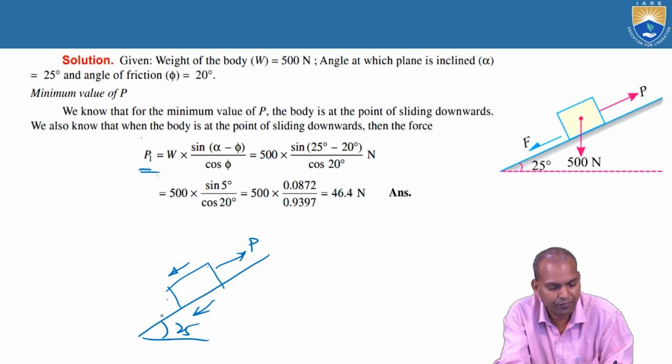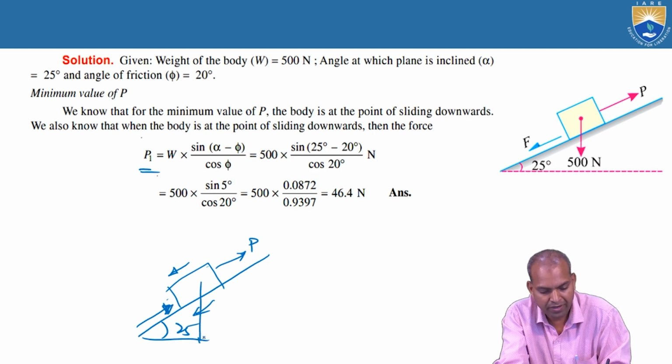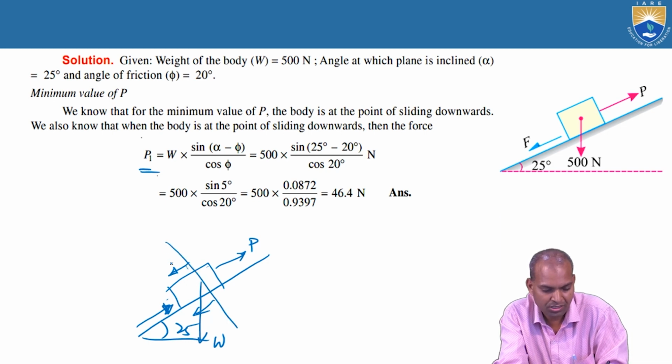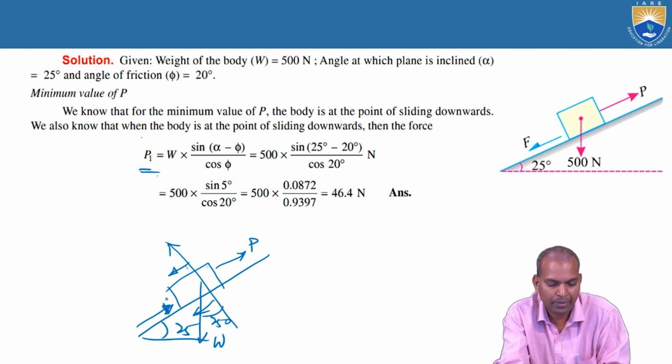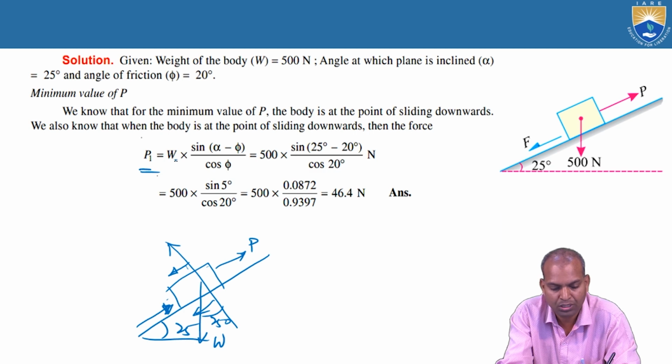What about the direction of the friction force? The friction force acts upwards. The weight W acts downwards, and the normal reaction is normal to the plane, with the angle of inclination 25 degrees. By using equilibrium conditions parallel to the plane and normal to the plane, we derived the expression P1 equal to W times sin(alpha minus phi) by cos phi.